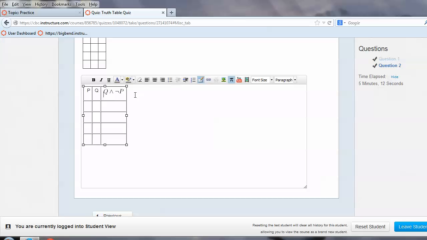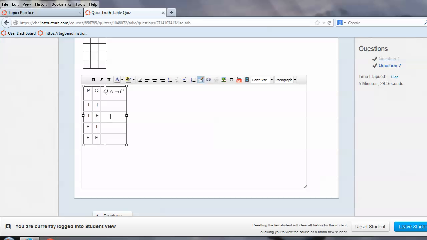Okay, so now what we need to do is fill in our truth values. We're going to fill in the truth values for P and Q in just the same way that we do on a piece of paper, right? So true, true, false, false for P, and then true, false, true, false for Q.